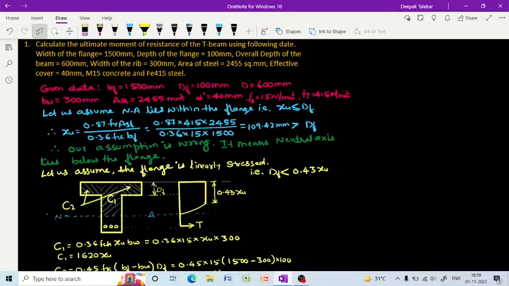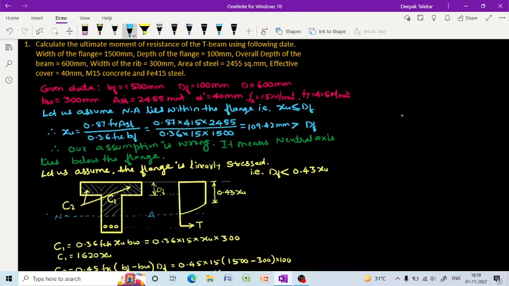Let us solve these problems. Calculate the ultimate moment of resistance of the T-beam using the following data. Width of the flange is 1500 mm, depth of the flange is 100 mm, overall depth of the beam is 600 mm, width of the rib is 300 mm, area of steel is equal to 2455 square mm, effective cover is given 40 mm, M15 concrete and Fe415 steel.